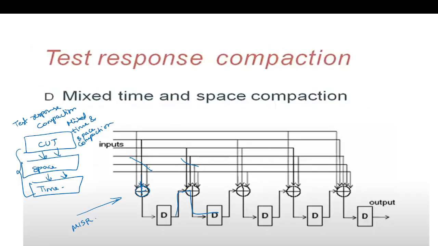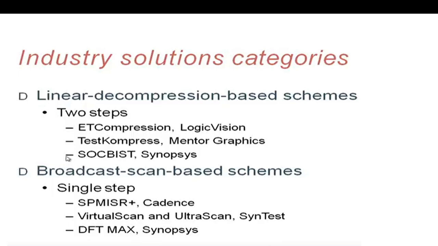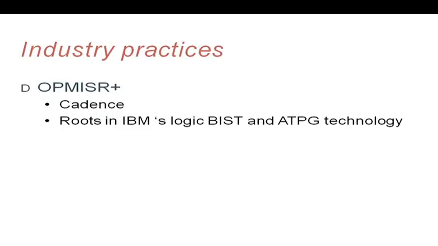See, these are this many input lines: 1, 2, 3, 4, 5, 6. But we have output 1, 2, 3, 4, 5. So both space and time compaction. And these are the industry practice. The industry solution category uses both the linear decompression based schemes with 2 steps and broadcast scan based schemes.